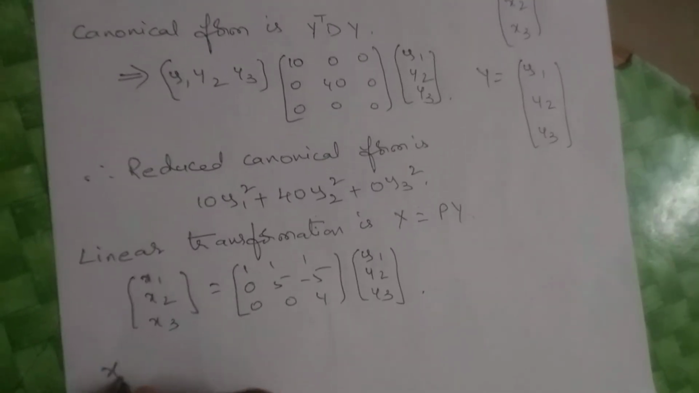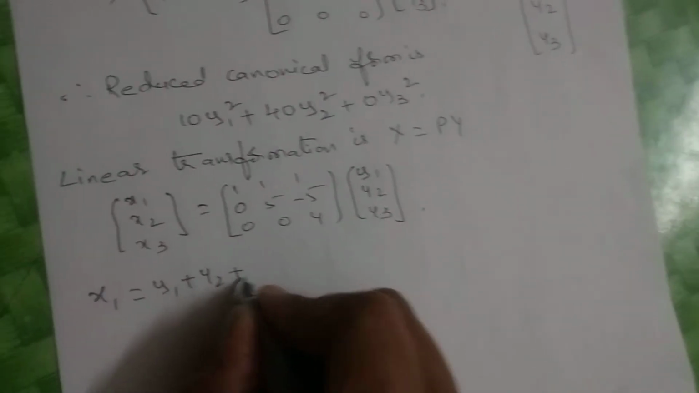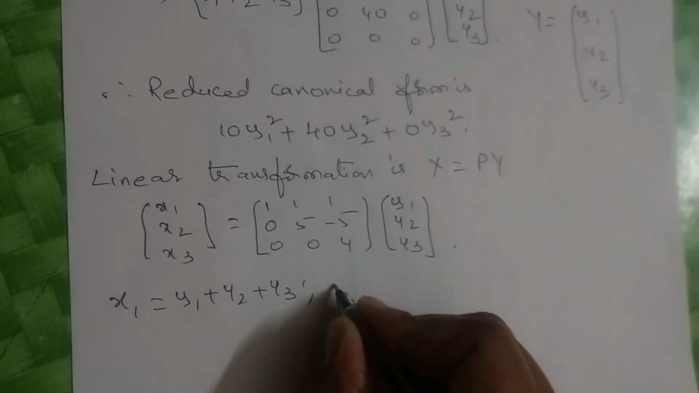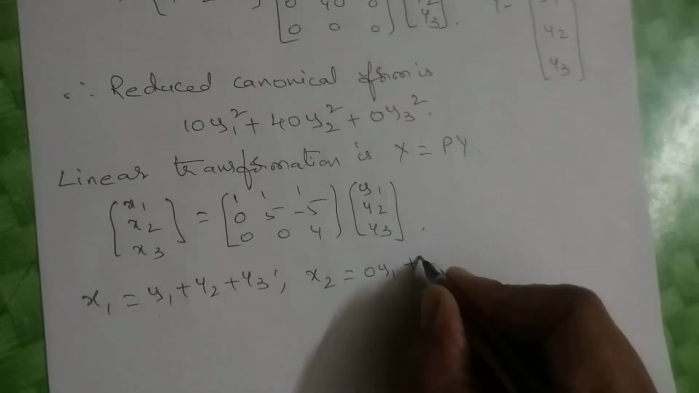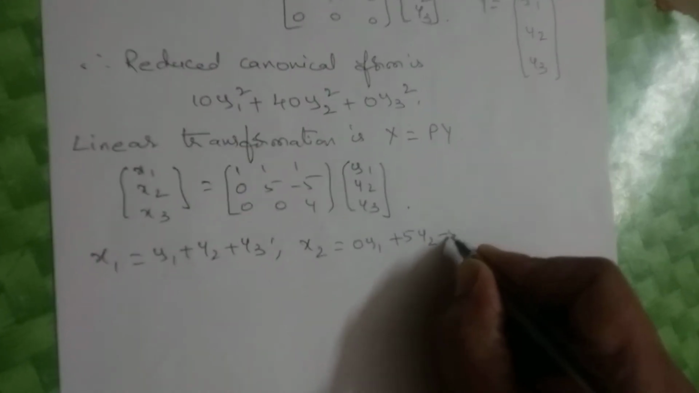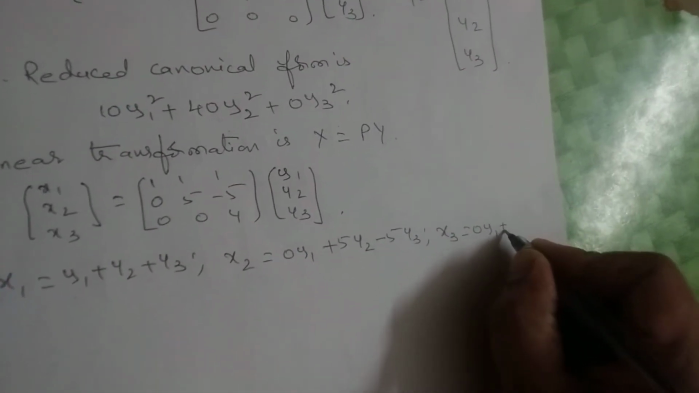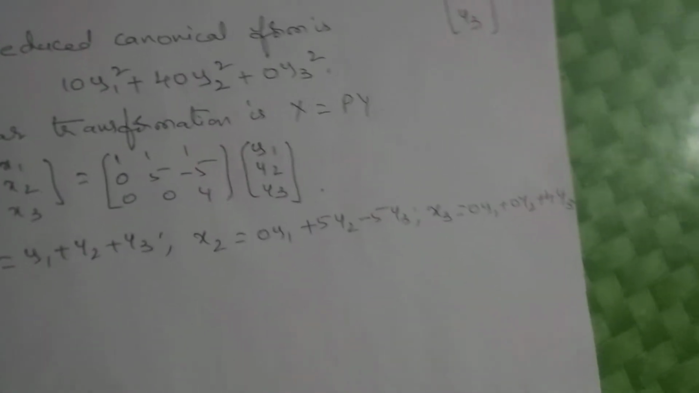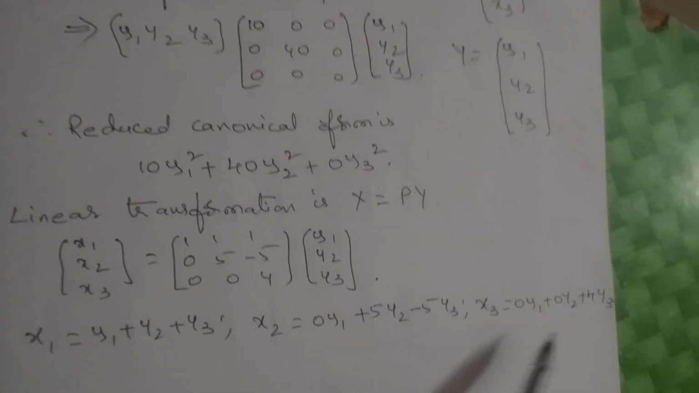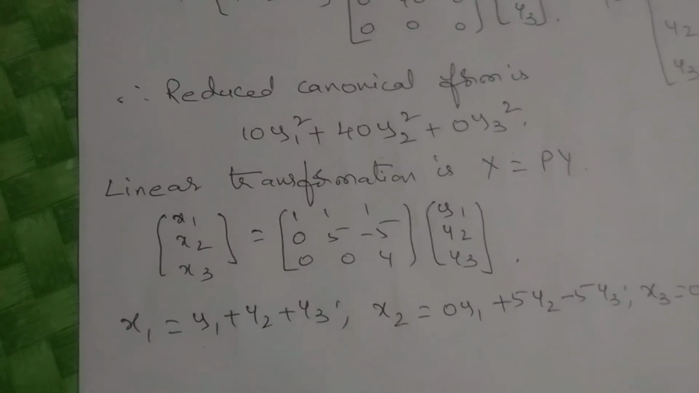Now what is X1? X1 is equal to Y1 plus Y2 plus Y3. In the same manner, X2 is equal to 0 into Y1 plus 5 into Y2 minus 5 into Y3. In the same manner, what is X3? 0 into Y1 plus 0 into Y2 plus 4 into Y3. So, this is the linear transformation. Okay, so this is the reduced canonical form and this.